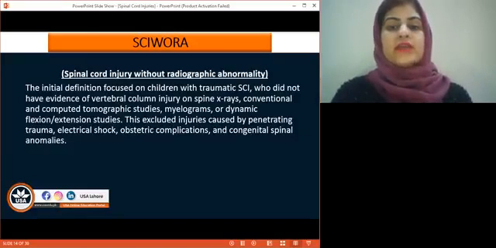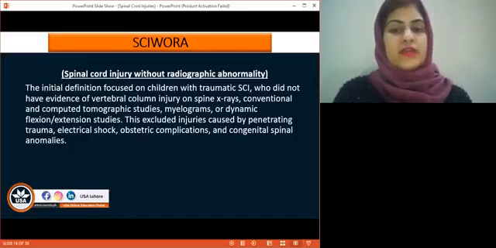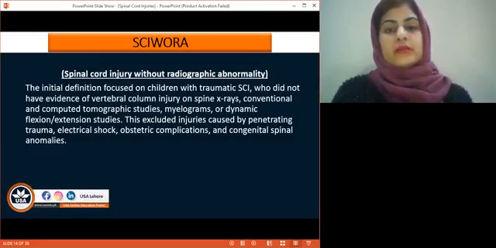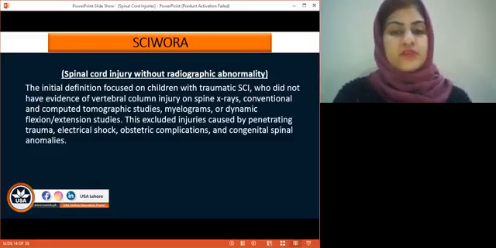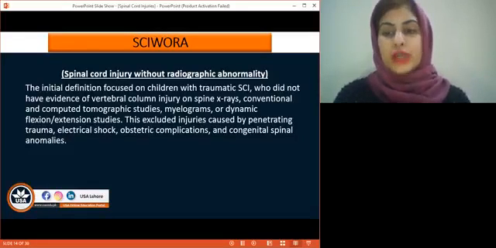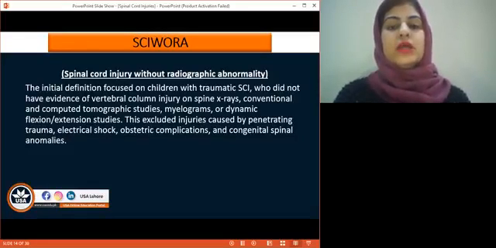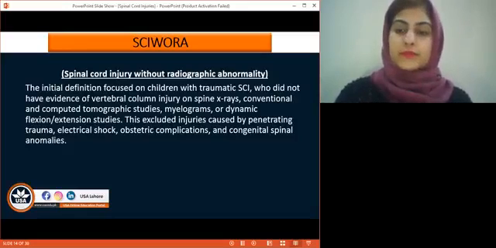So basically, there is traumatic spinal cord injury, and there is no such evidence on X-rays or CT scans, but there is an injury, and this type of injury excludes penetrating injuries, electrical shock, obstetric complications, and congenital spinal anomalies.